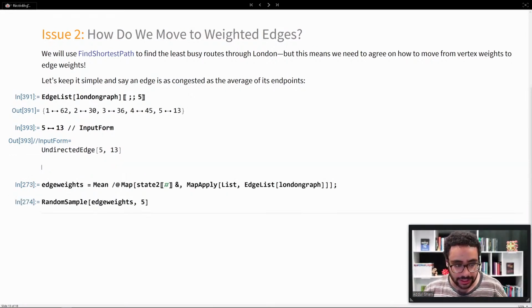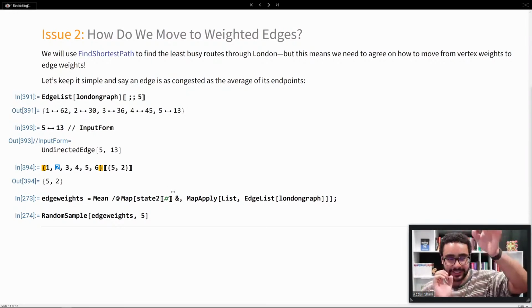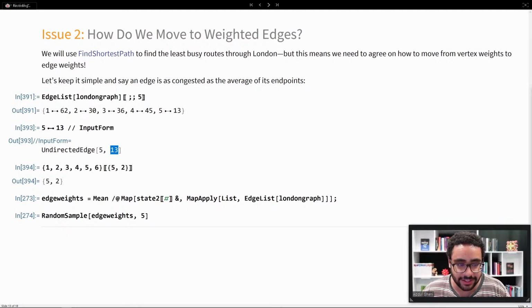So what's going on here is, if you have a list like this, 2, 3, 4, 5, 6, you can index it in a few ways. In Mathematica, there's a kind of shorthand where if I index it by another list, 5 and 2, what I mean is I want the fifth and the second coordinate here. So in the state, we're looking up the state of the traffic at each endpoint of this edge. In this case, the 5th and the 13th vertex, and then I say mean. So it's going to add them up and divide by 2.